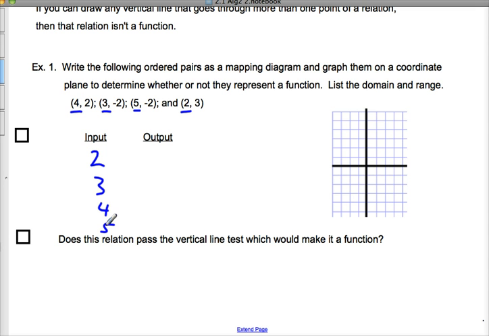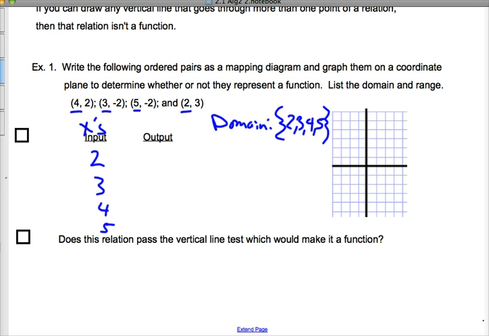Those numbers represent my input, they represent my x's, but more importantly, they represent my domain. And if I ask for a domain, I'd use this funny little bracket here, and then I'd put the numbers that are in the domain in the brackets. The output are the y's.